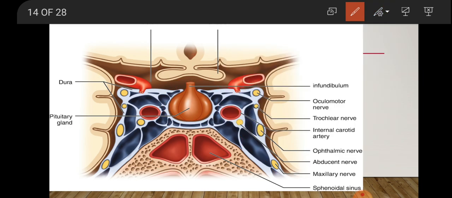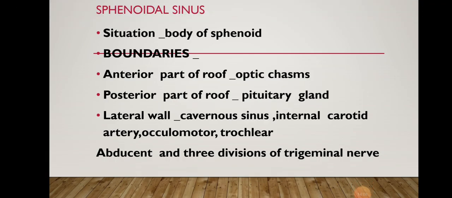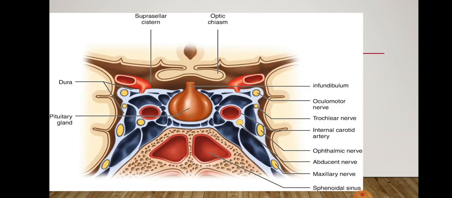So the sphenoidal air sinus is situated in the body of the sphenoid. The boundaries are, the roof, the anterior part is formed by the optic chiasma, the posterior part is related to the pituitary gland, and the lateral wall is related to the cavernous sinus, internal carotid artery, and the cranial nerves, which I described earlier.